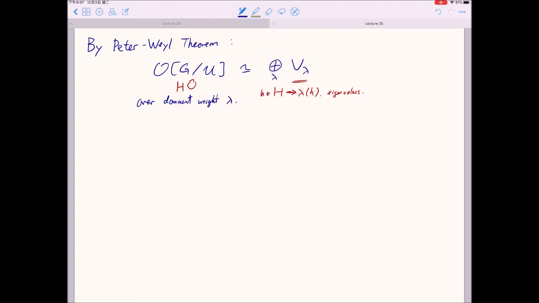So in particular, if we focus on the configuration space, which is G mod U with three copies, then the decomposition will be three copies of this highest weight representation. And because the configuration space is also taking the G invariants, we also take the G invariants here.